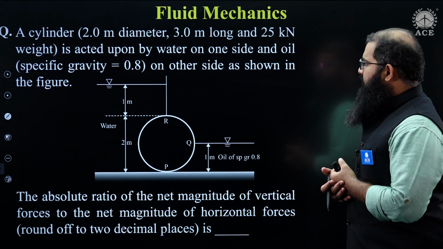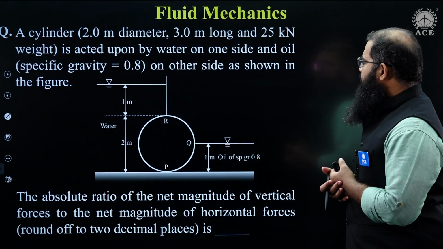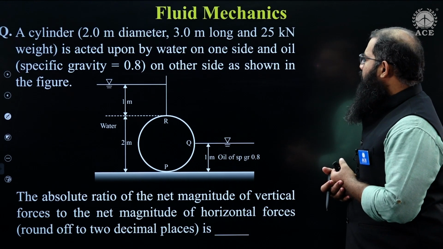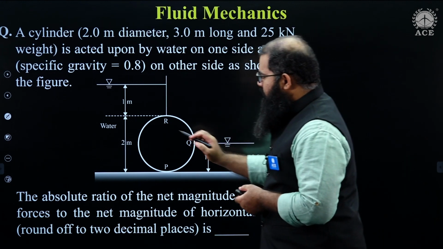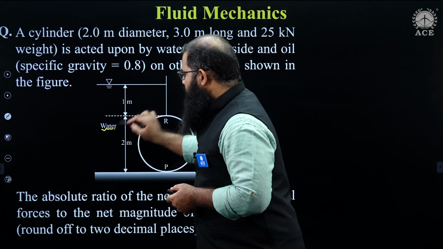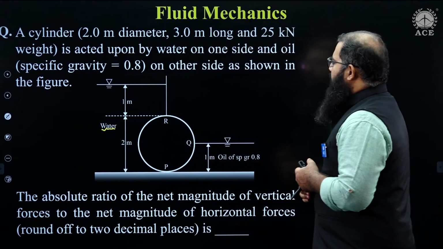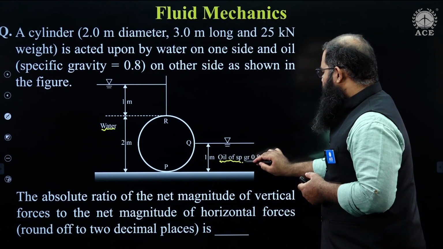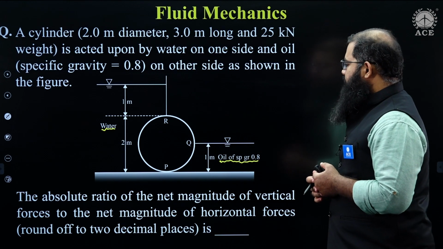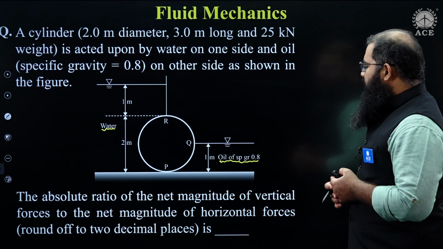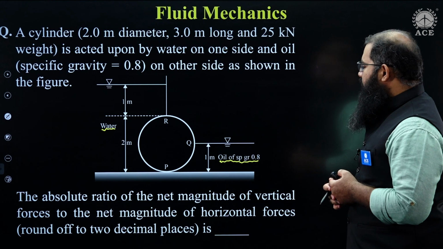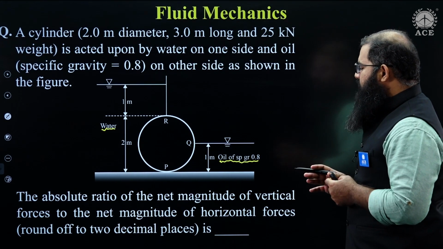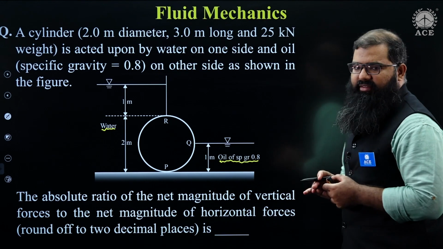The question says, a cylinder 2 meters in diameter, 3 meters long and 25 kilonewton weight is acted upon by water on one side. You can see over here, there is water present on one side, and an oil on the other side having a specific gravity of 0.8. The absolute ratio of net magnitude of vertical forces to the net magnitude of horizontal forces rounded off to 2 decimal places is how much?